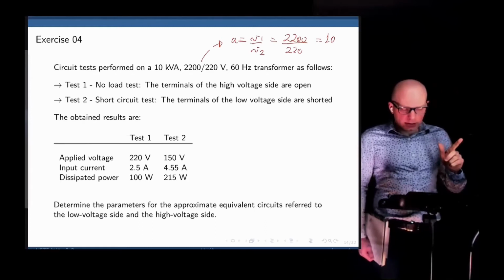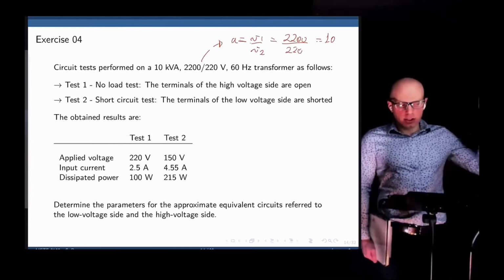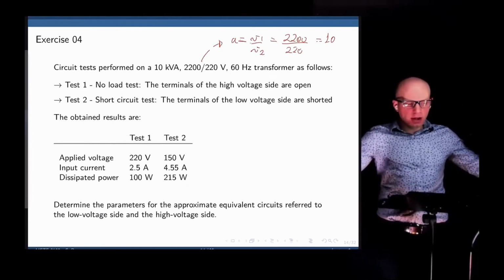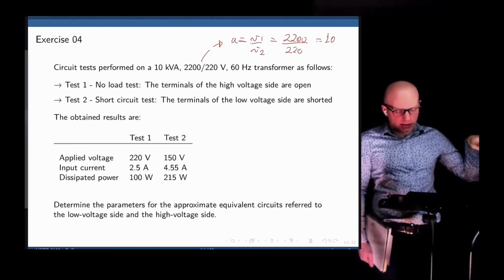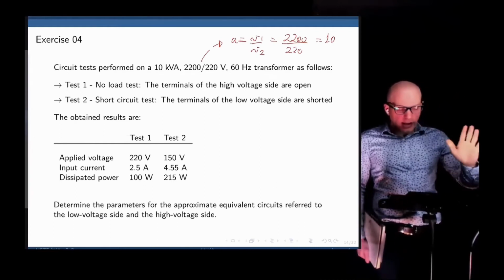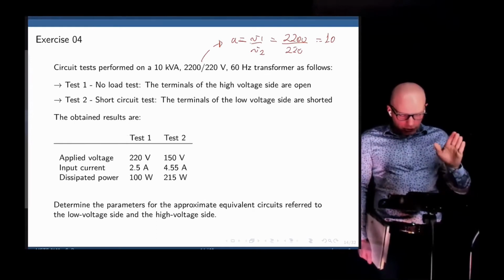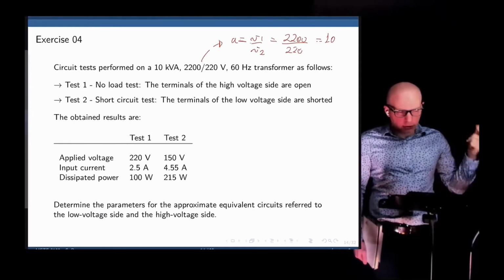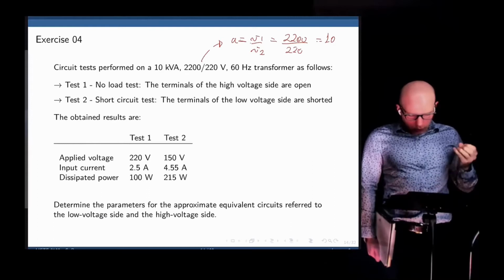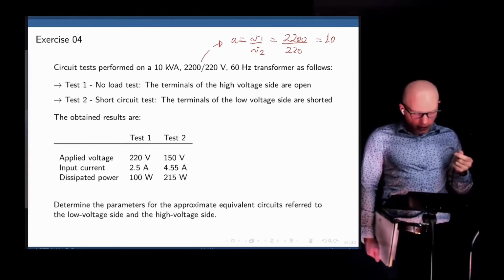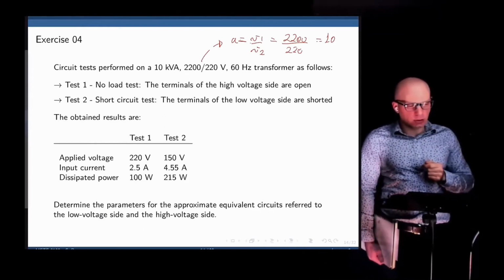We are performing two tests. The first test is a no-load test. The terminals of the high voltage side are open, so we apply a voltage on the secondary side and leave the primary side open. In the second test, we short circuit the secondary winding and apply a voltage in the primary winding. In these two tests, we measured the applied voltage, the input current, and the dissipated power in the transformer. Here are the values. The question is to determine the parameters for the approximate equivalent circuits referred to the low side and high voltage side of the transformer.